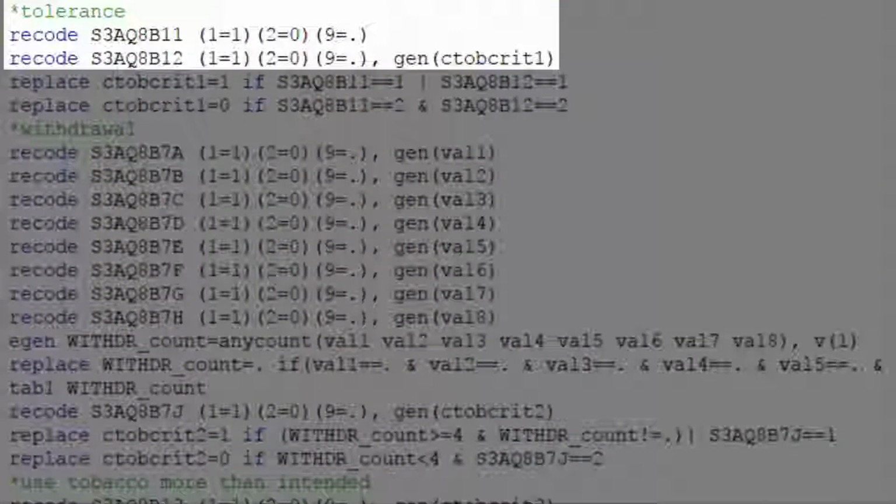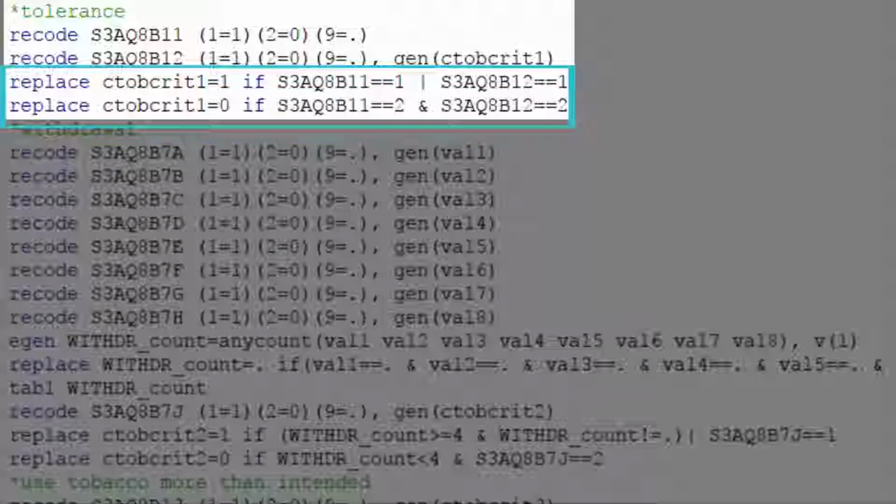This part of our code sets the answers for the 2 variables so that 1 equals yes, 2 equals no, and the answer 9 is set to missing. The code then generates our new variable, C to B crit 1. And this part of our code defines it as 1 if participants answered yes to either one of the 2 tolerance variables, and 0 if they answered no to both.